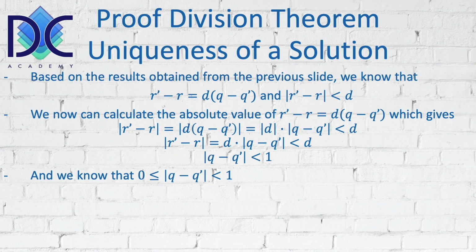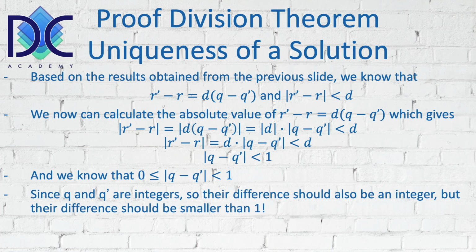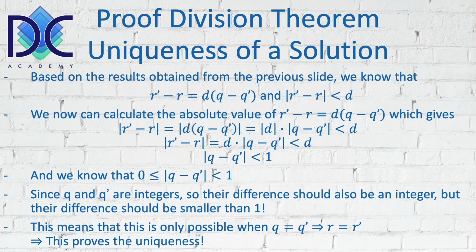Now, the absolute value of Q minus Q prime is an integer. And we have to have an integer which is greater than or equal to 0, but smaller than 1. It means that the absolute value of the difference Q minus Q prime has to be an integer smaller than 1. And the only integer that we can have is 0. So Q has to be equal to Q prime, which means that, in order to keep the equality of the original expression, R also has to be equal to R prime. So basically, this proves the uniqueness.